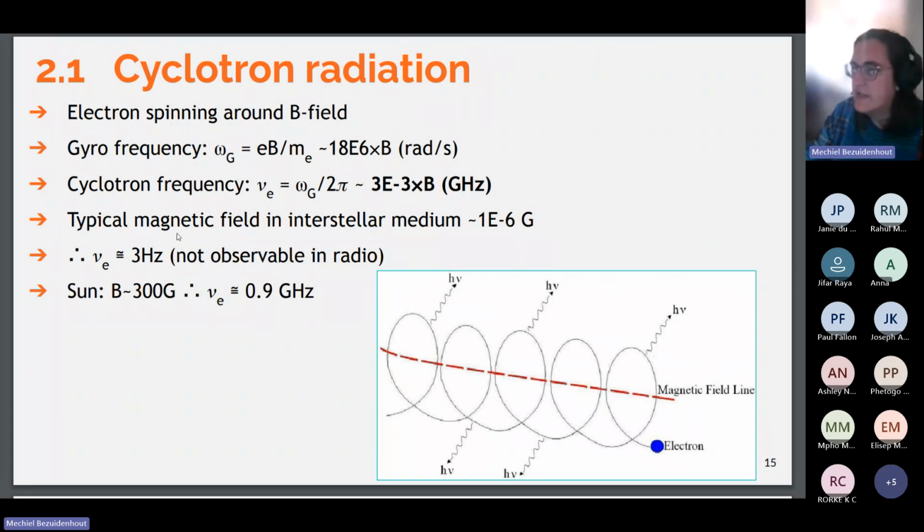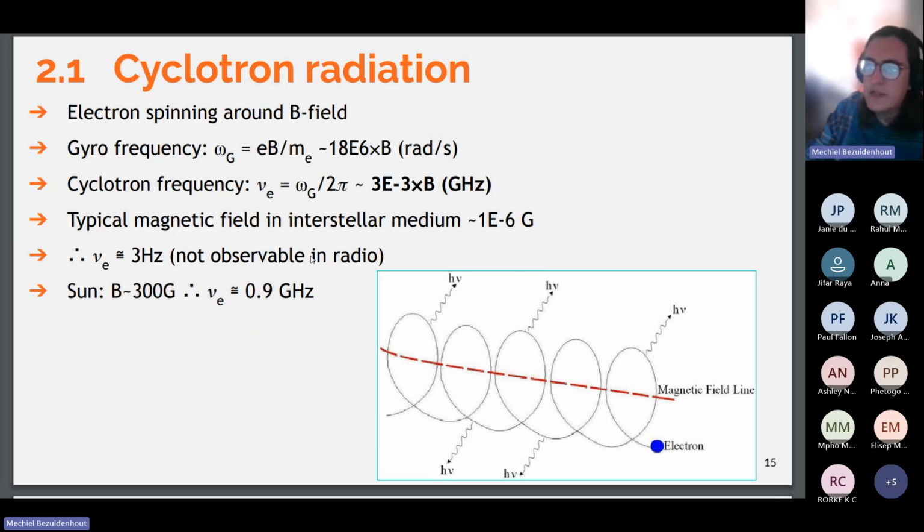So if we plug some numbers into there, a typical magnetic field in the interstellar medium is about a microgauss, which gives you a cyclotron frequency of about 3 Hertz. So that's a very low frequency. We're not going to be able to observe that with the radio telescope. But the sun has a magnetic field of about 300 Gauss, which gives you about 1 gigahertz cyclotron emission. So we can actually see quite clearly cyclotron radiation coming from the sun, but not from typical interstellar magnetic fields.